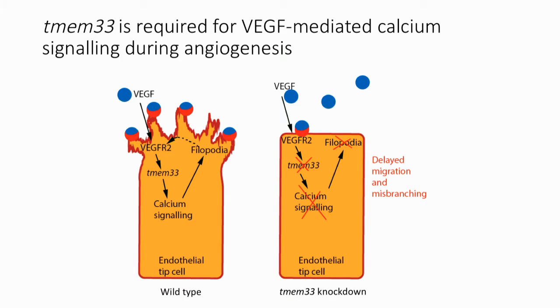So that brings me to the model. We think in the vasculature, following VEGF signaling, we get tmem33 mediated calcium signaling, which is essential for filopodia motility and even possibly F-actin polymerization. Filopodia are rich in VEGF receptors, so as well as being a mechanical process to move the blood vessel, they also sense VEGF and help migration and guidance. Whereas if we lose tmem33, we lose this, and this accounts for the delayed migration and misbranching.